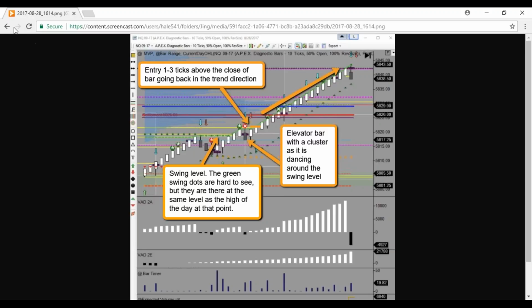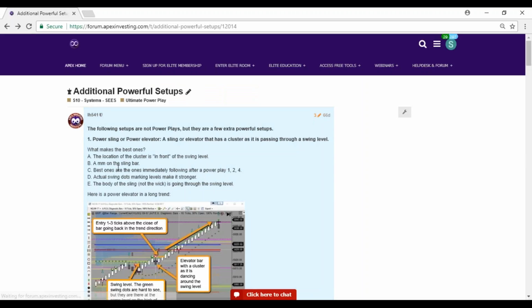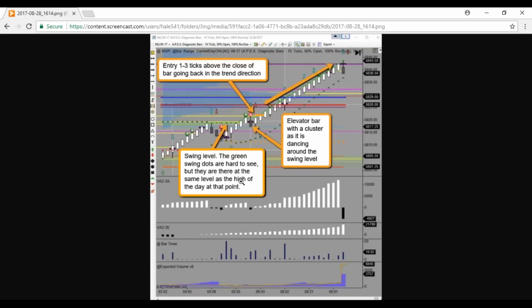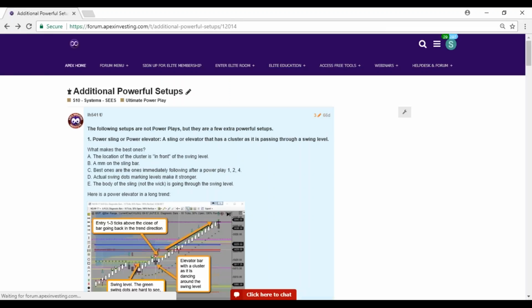But remember the notes here that say what makes it the best ones is the location of the clusters in front of the swing level, and there's a mini magnet, and it's after the, okay? So just to qualify as a power sling or elevator, it just has to have a cluster. Does that make sense? But to make it even more powerful, you want to have a mini magnet, and you want it to be after a power play setup. And if you see the clusters at the same level or higher on a buy, or the same level or lower on a sell, that's just a little better confirmation.